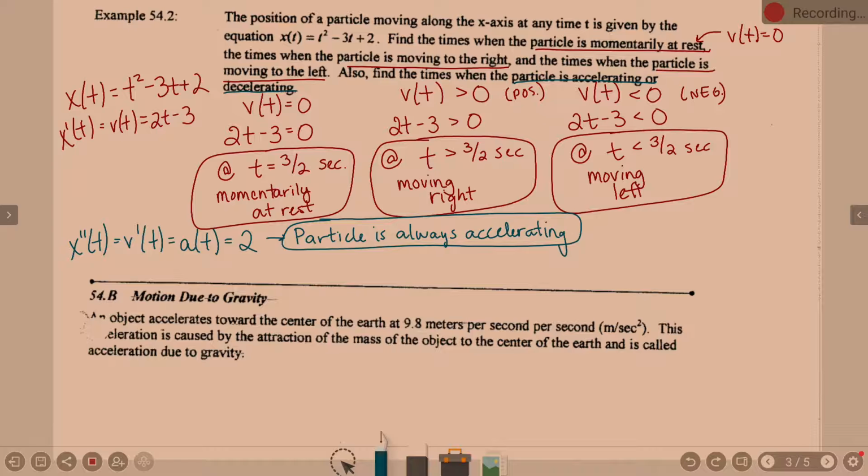Okay, so this 9.8 number isn't random, it keeps coming up. You've actually seen it in various applications of quadratic functions. Didn't we do the rockets? An object accelerates towards the center of the Earth at 9.8 meters per second squared. This acceleration is caused by the attraction of the mass of the object to the center of the Earth and is called acceleration due to gravity. Little g is acceleration of gravity and big G is the gravitational constant. Notice 9.8 meters per second squared, you have to be in meters. When we change to feet, I believe it is 32 feet per second squared, but that would be provided. Most of the time you'll see 9.8 meters per second squared. I said 16 or 32, I'm pretty sure it's 32.